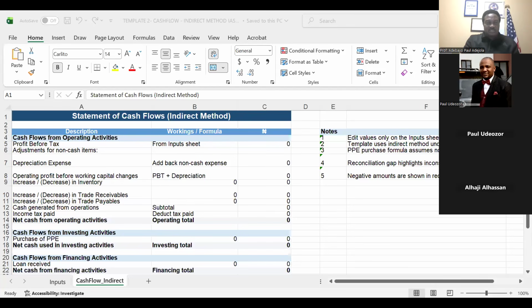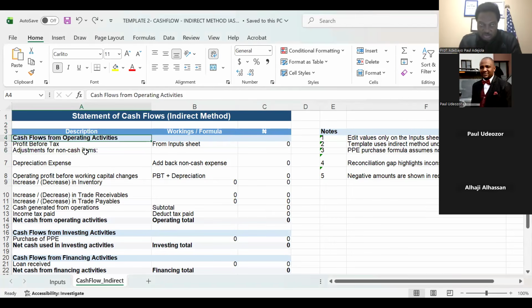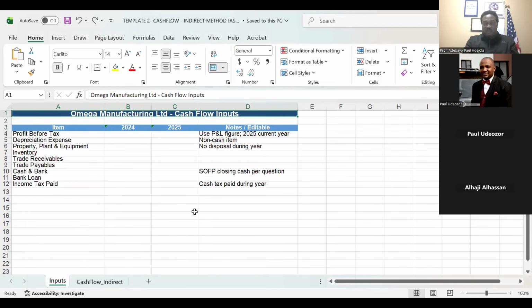See for cash flow statements, see the format. Already taken care of. Format here, I did mention this is indirect method. And what do I need to know when we talk of indirect method? Let's see the input. If you have your template input, just similar to what we did for the statement of profit or loss account, all we need to do here is to key in.